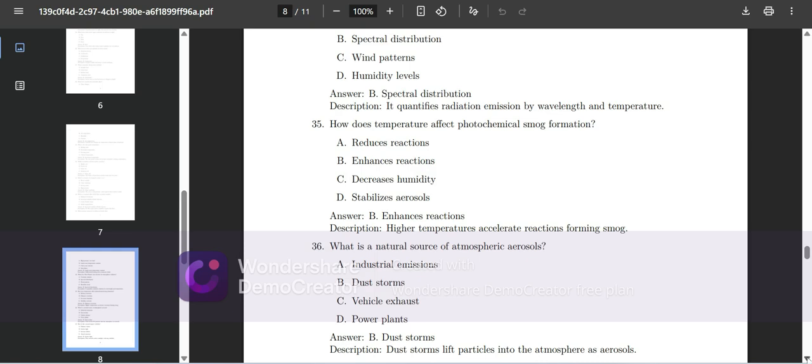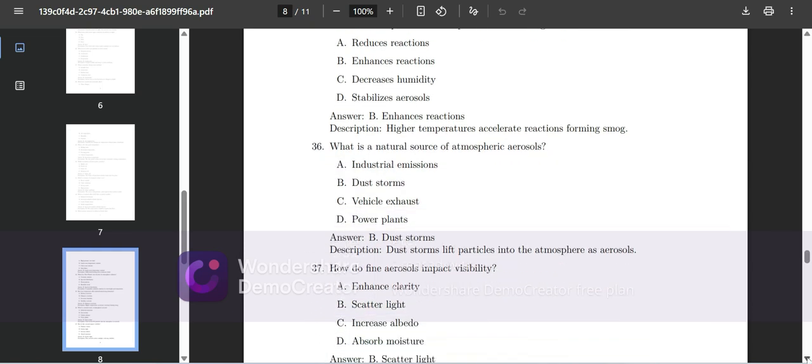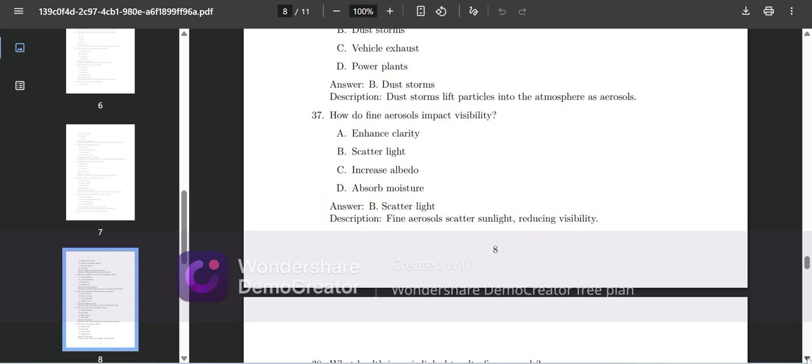What is a natural source of atmospheric aerosols? Dust storms. Dust storms lift particles into the atmosphere as aerosols.